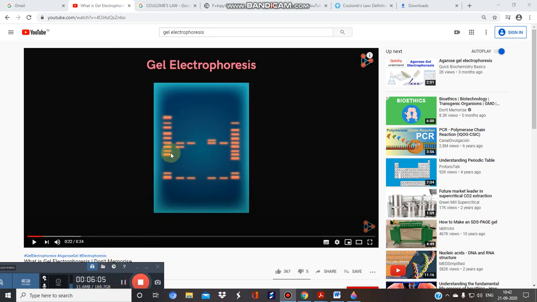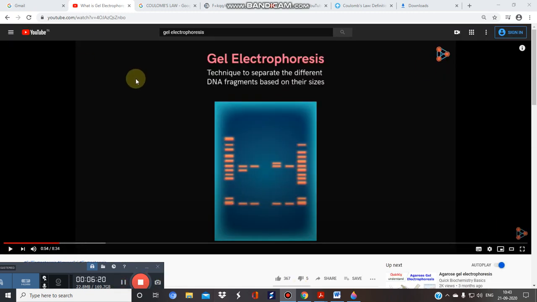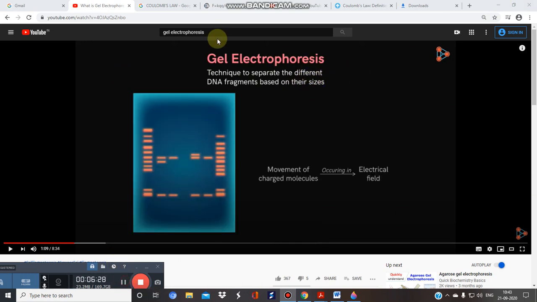The process of separating these macromolecules is known as gel electrophoresis. So we can say it is the separation of DNA fragments on a piece of gel. So let's see how this is possible. It is a technique used to separate different DNA fragments based upon their sizes. So this is important, this is based upon the size. And this separation is based upon the movement of the charged molecule when we place an external electrical field.